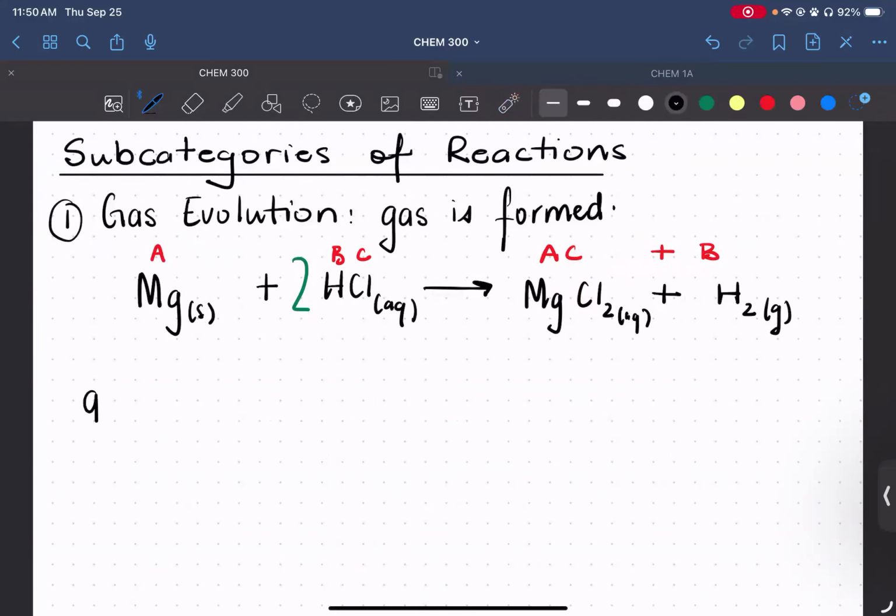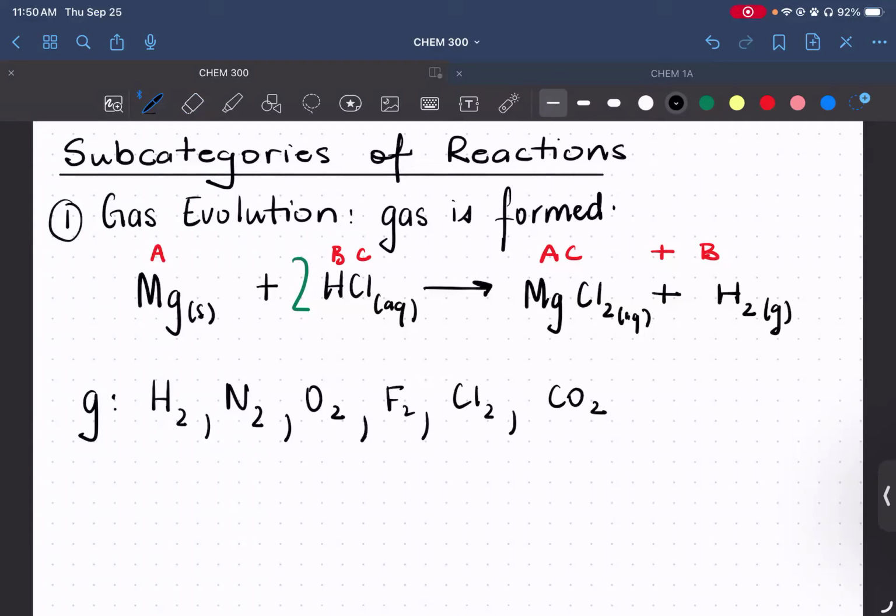As a reminder, the gases that you are expected to know off the top of your head are the classic diatomic elements, such as H2, N2, O2, F2, Cl2, and carbon dioxide. Now, under gas evolution, there is a very special chemical that we encounter. We're going to talk about the curious case of H2CO3.